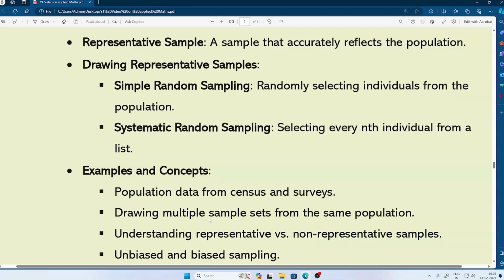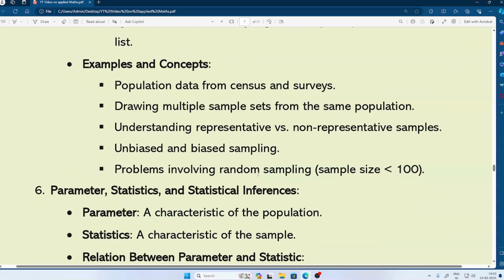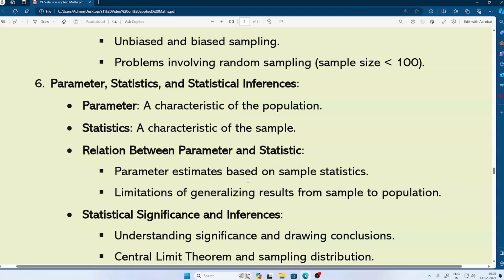Please don't do anything which is not in your syllabus. These topics are in your syllabus. Clear understanding, I told you, will play a very important role. So understanding is important here. After that, there are parameter and statistic, all these you have done. You know it also. Then statistical significance and inference.